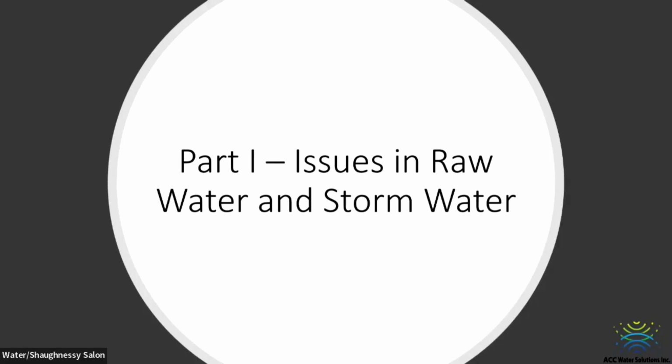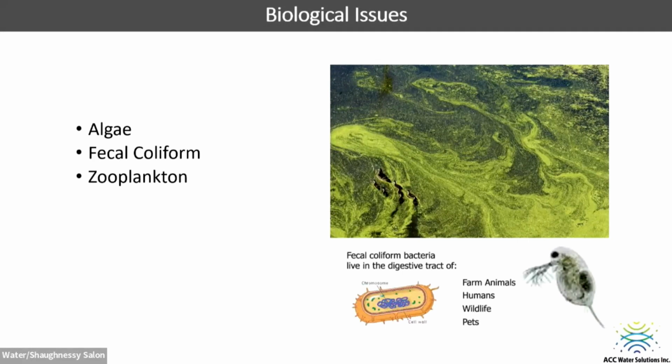Hello, everyone. So part 1 is issues in raw water and stormwater. First, biological issues. Whenever we are talking about biological issues, the first thing that comes to everybody's mind is algae. That's always an issue in stormwater and raw water reservoirs. Second, fecal coliform and zooplankton.